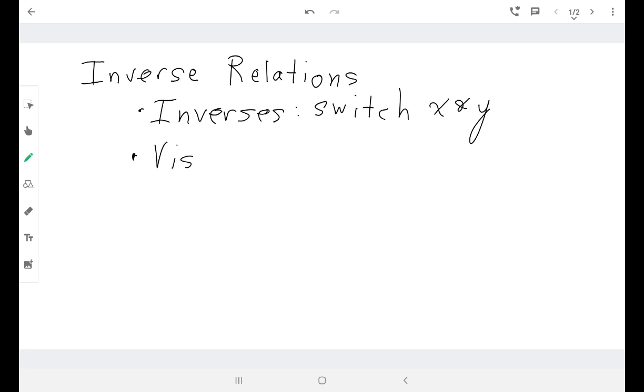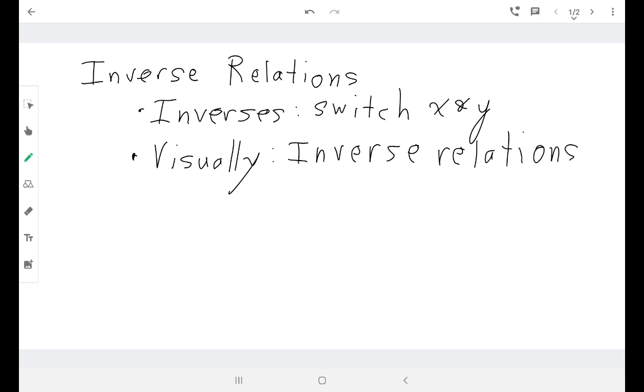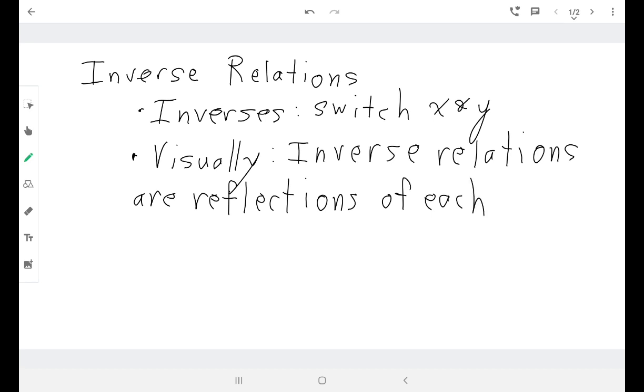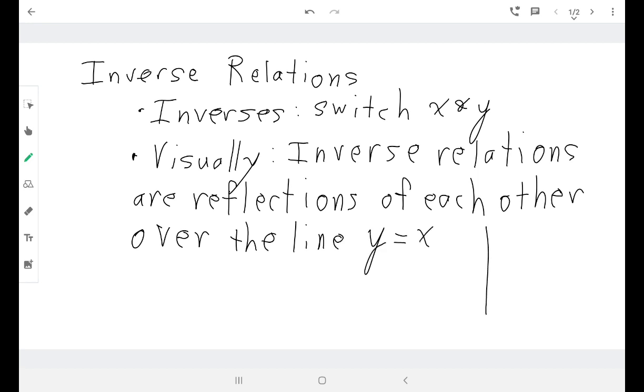And then visually, inverse relations are reflections of each other over the line y equals x, which looks like that. Okay?